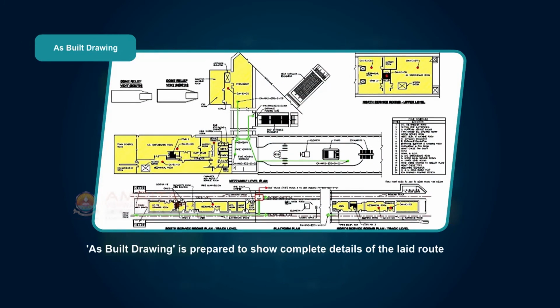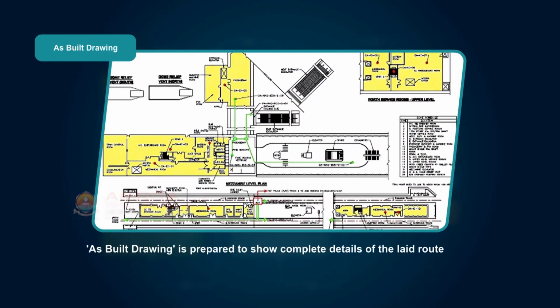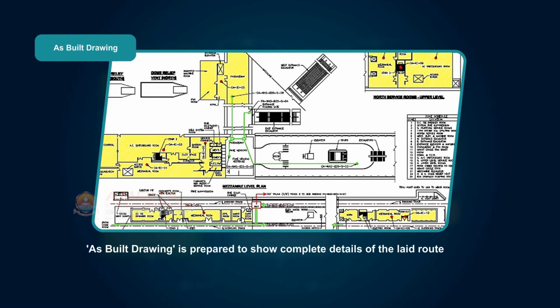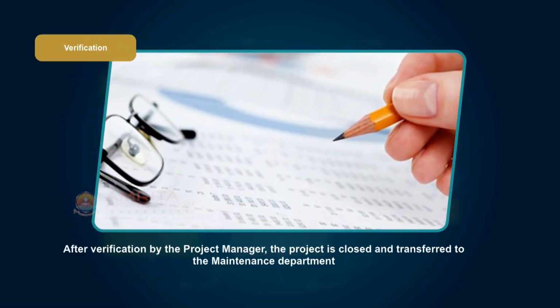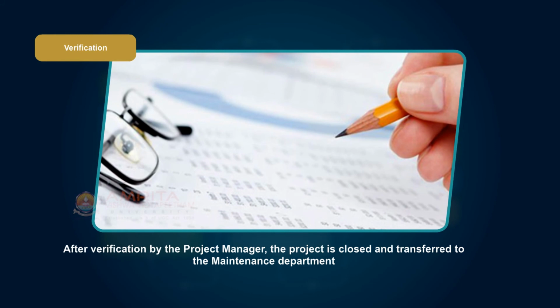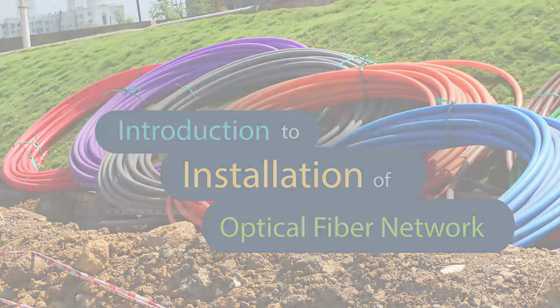As-built drawing. An as-built drawing is prepared to show the complete details of the land route. Verification. Verification is done by the project manager. After the verification, the project is closed and transferred to the maintenance department. With that, we have come to the end of this session.